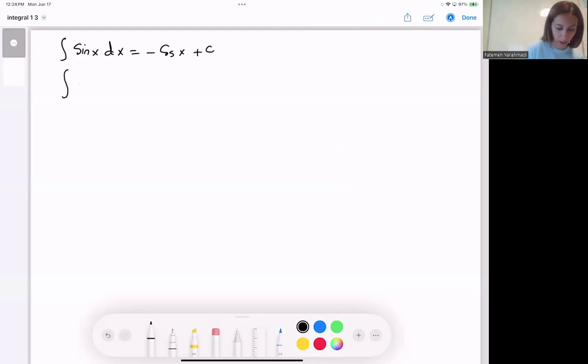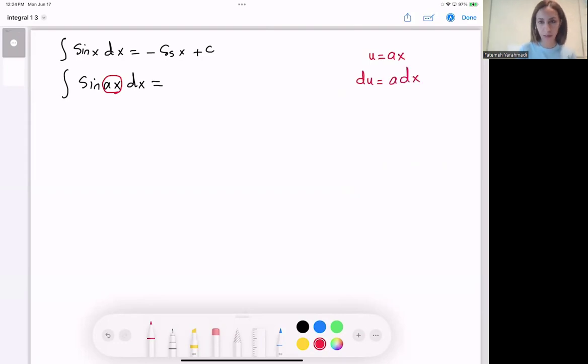What if we have the integral of sine of ax dx? What is this integral? Basically, we can use the method of substitution and calculate this integral. Let u be equal to ax, then du is equal to a dx, or basically, dx can be written as du divided by a.